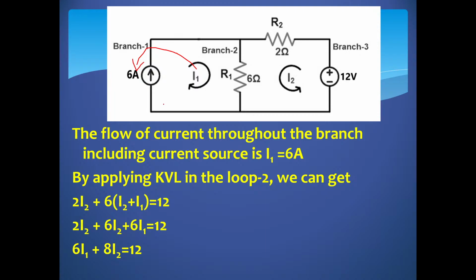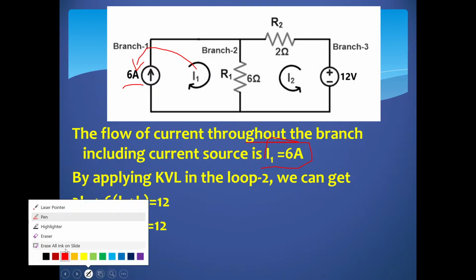I1 is equal to 6 amperes. Why is I1 equal to 6 amperes? Because whenever a current source is there in a loop, that loop current value is nothing but the current source value. So I1 is equal to 6 amperes. Of course, I didn't determine it, it was already there, so I simply wrote it.